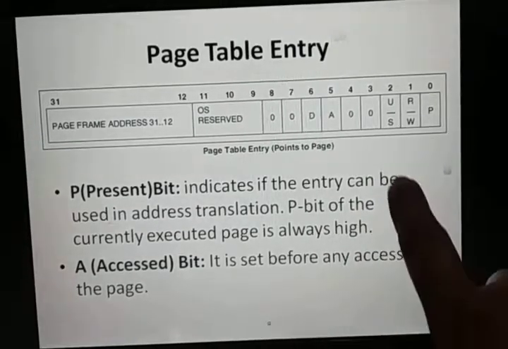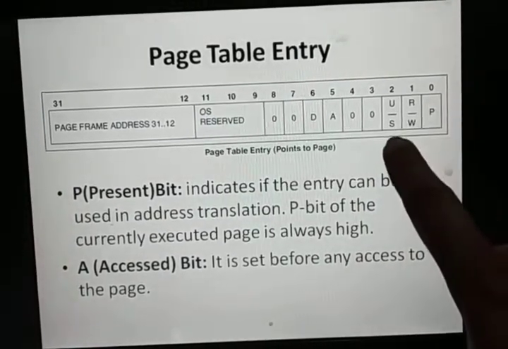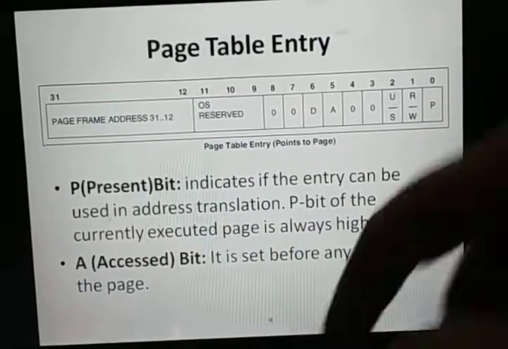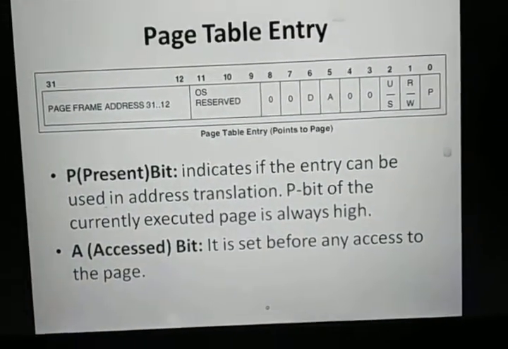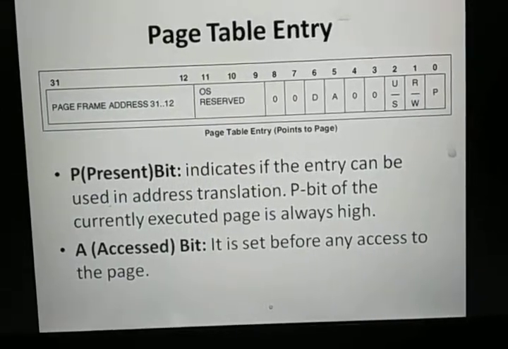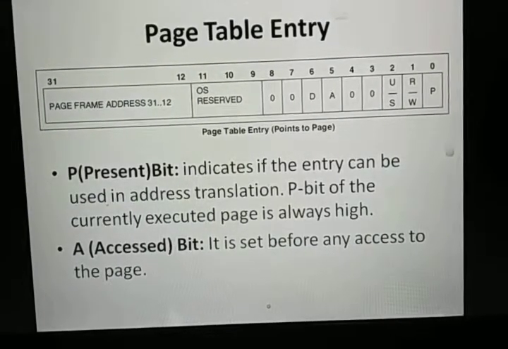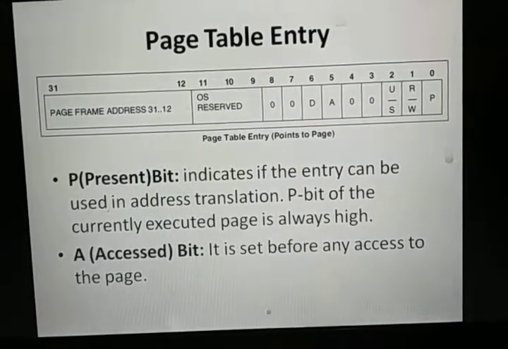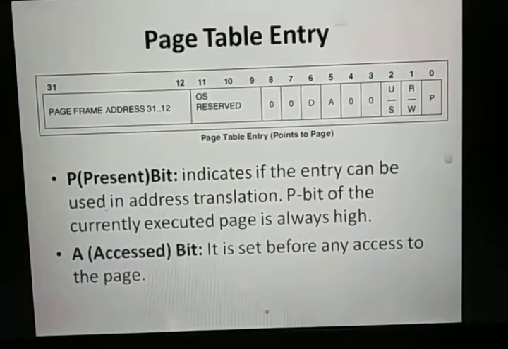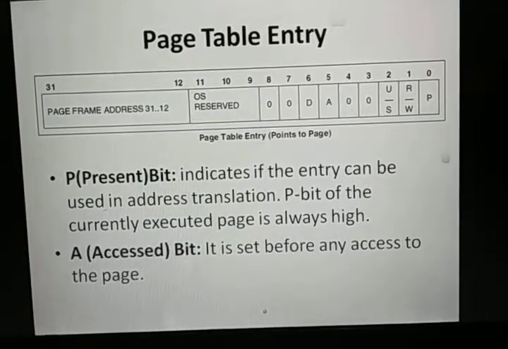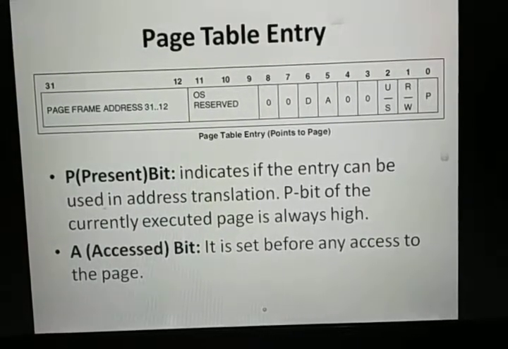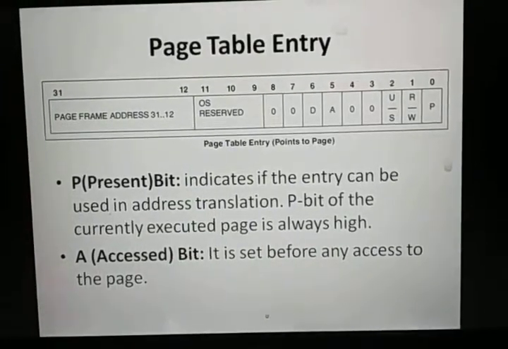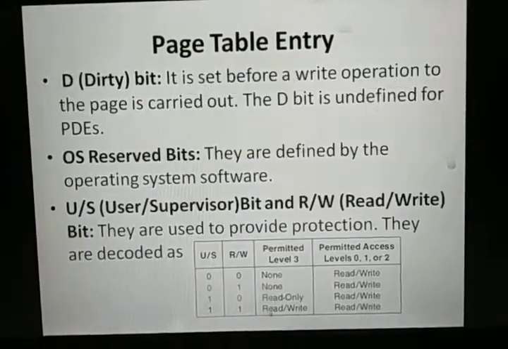So this is a page table entry: present bit, read write bit, user supervisor bit, access bit, and page frame address bits. The P bit indicates if the entry can be used in address translation, meaning the P bit of the currently executed page is always high. This indicates whether the page table entry is present or not. The access bit is set before any access to the page, meaning we can access it or not. If this bit is set, that means we can access, otherwise we cannot.